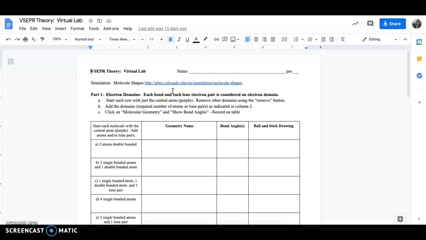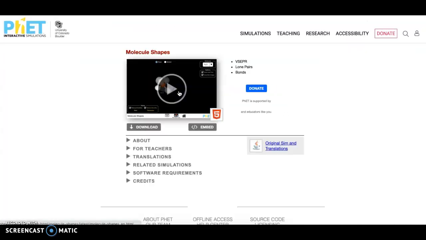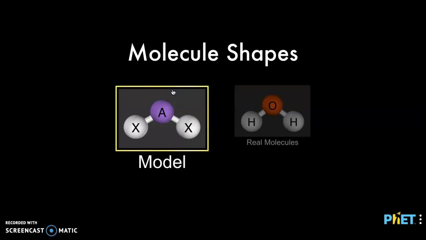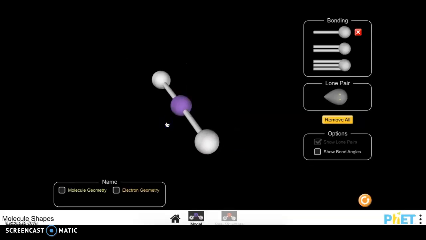So when you get to this slide, go to the link here, and it will open up this page. Click on play. You want to first go to the model. So part one deals with the model. Let's start by getting rid of anything that's on the screen, and then let's read the directions. The central atom is the purple atom.